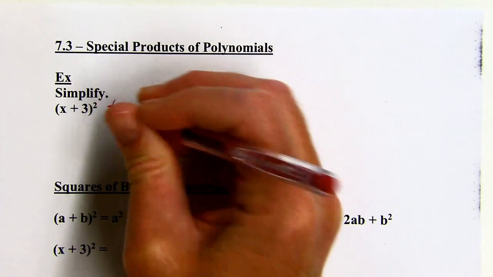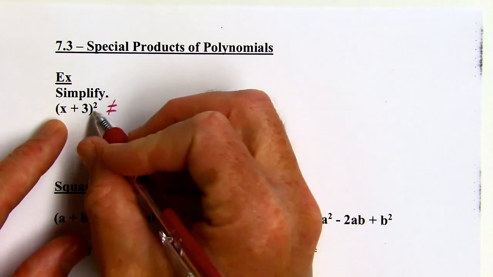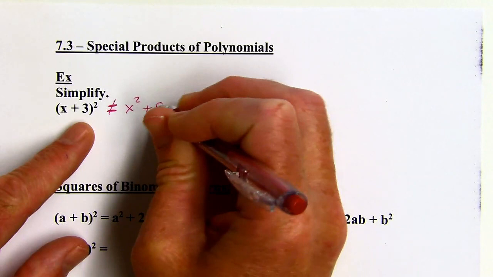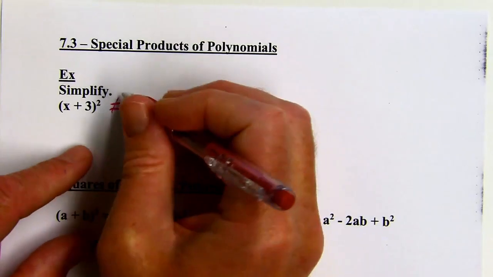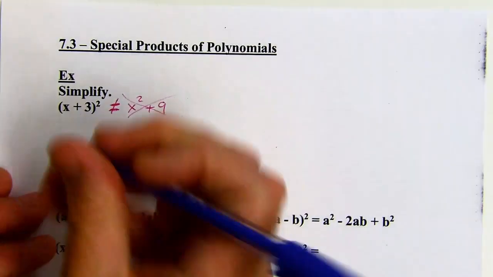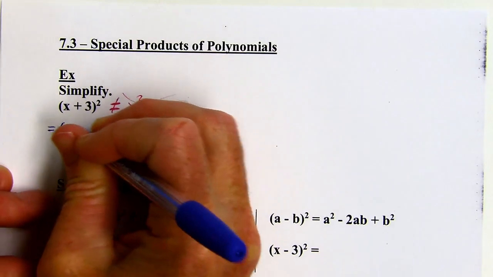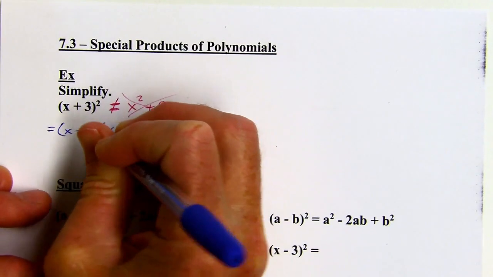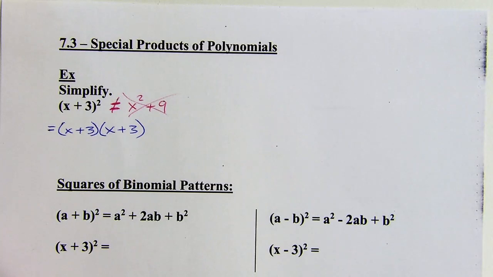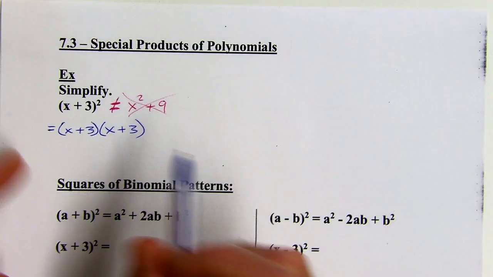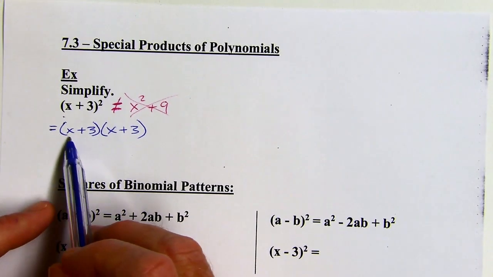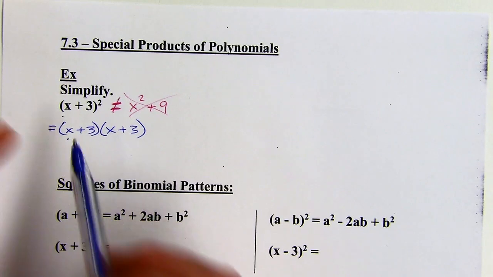So this is going to be what not to do. But people will just say, oh, I'll just square the x, and then I'll square the 3, and I'm done. But that is incorrect. You can't just do that, because this really means x plus 3 times itself. Okay? And when we're multiplying a binomial times another binomial, you can't just square the terms. You're going to have to either distribute the x, then distribute the 3, or I'm going to FOIL.